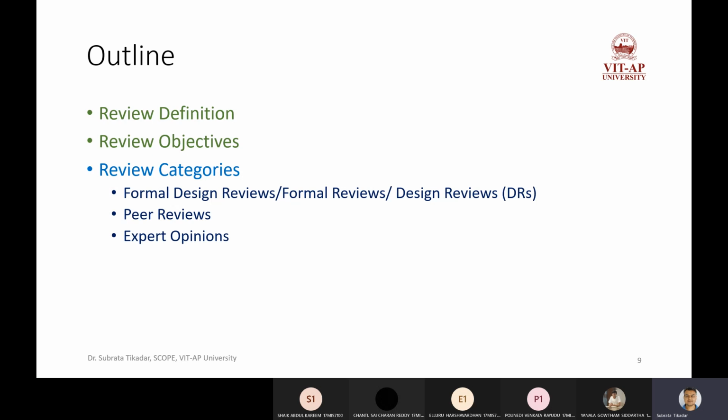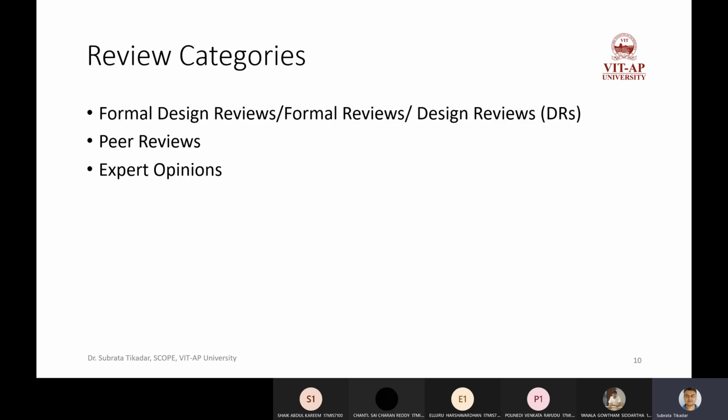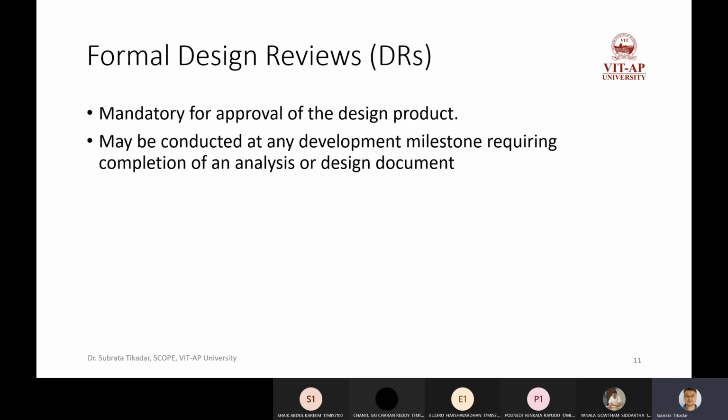Now we will learn what types of reviews there are. Majorly three types of reviews are there in the literature. One is formal design review, sometimes called formal reviews, or design reviews, or DRs. Then another review technique is called peer reviews, and sometimes some expert opinions are required, which can be classified into another category. So let us go one by one.